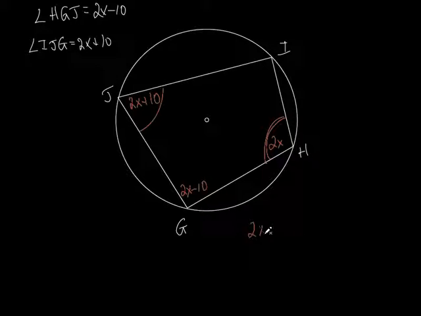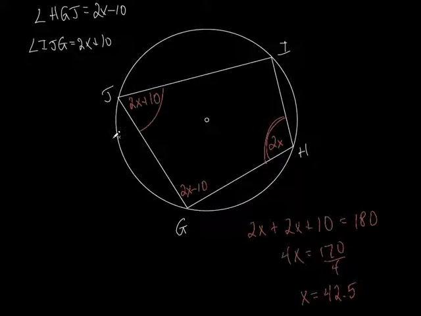All right, so let's do this. It's 2x plus another 2x plus 10. What does that add up to be? 180, right? So that's 4x equals 170. Do that for me real quick. 42.5. Okay, 42.5. That's not what they asked for, is it? They asked for angle GHI, which is just angle H, right? And they ask for arc JGH. So let's find this angle H right there.